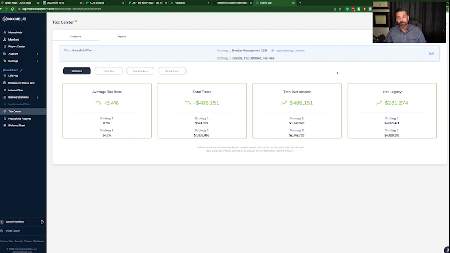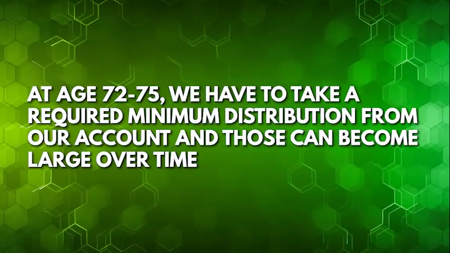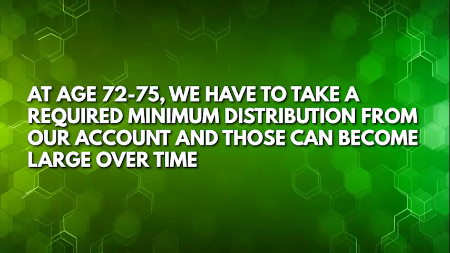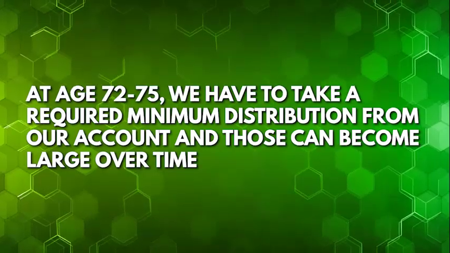In retirement, we have control over certain things and we don't have control over other things. We have control of how much we take out of our investment accounts that are Roth accounts, taxable brokerage accounts, and just cash accounts. When it comes to our pre-tax retirement accounts, which is what the majority of people have, like pre-tax IRAs and pre-tax 401ks, we don't have as much control. At age 73 or 75, or maybe you're already doing this at 72, we have to take what's called a required minimum distribution from our account. And those can get quite large over time.